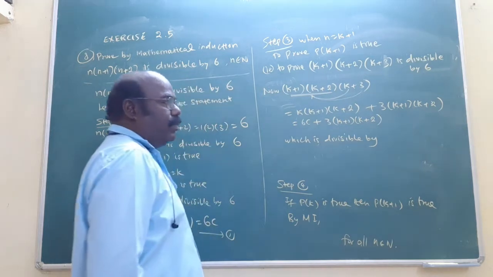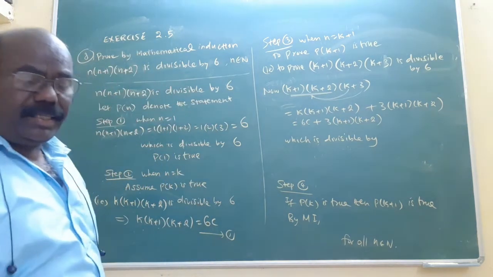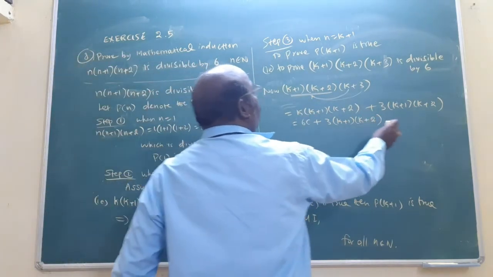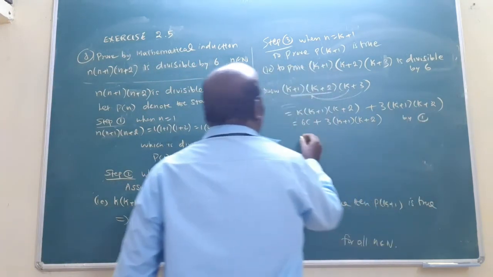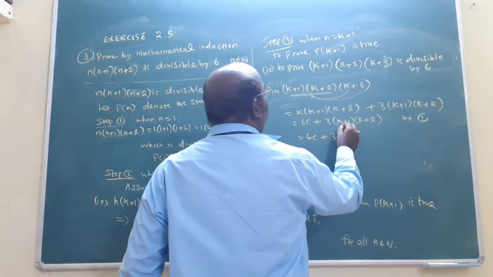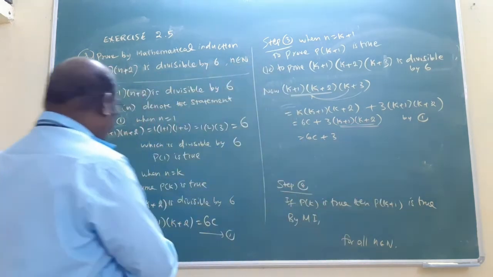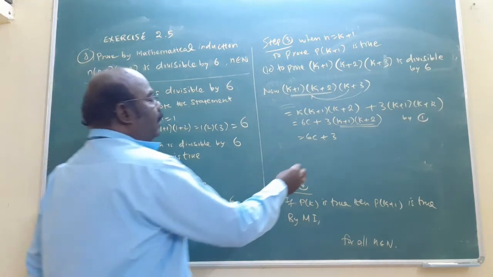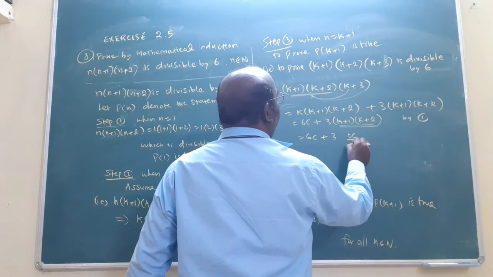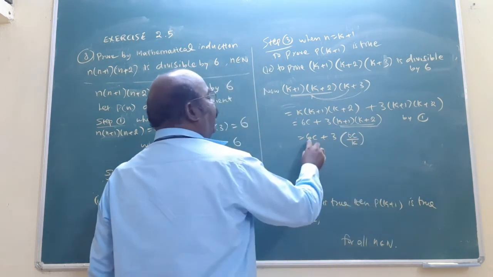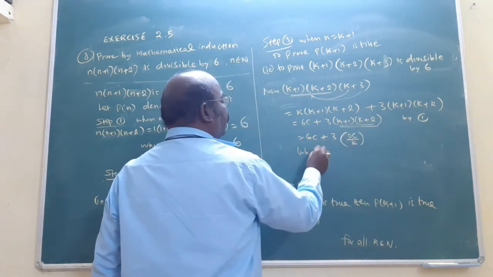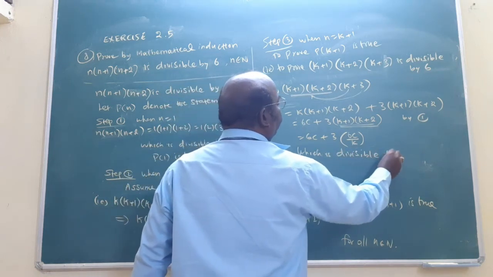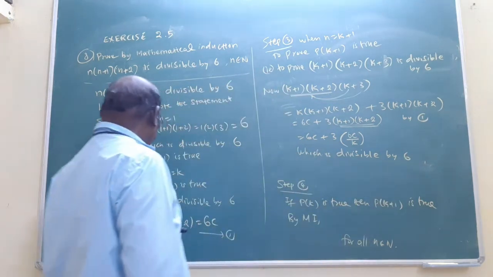Am I correct? Or otherwise, what is the easy method? Out of this term, once again, 6c plus 3 into these two terms, k plus 1 into k plus 2. Am I correct? But 6c by k will come. Anyway, 6 is there, which is divisible by 6. That's all. Which is divisible by 6. Am I correct?